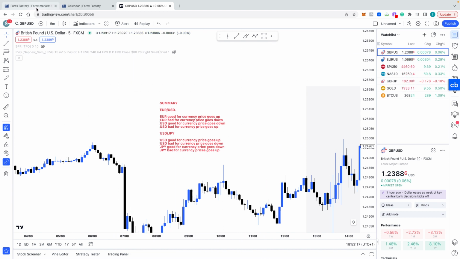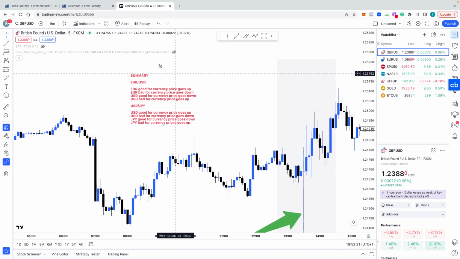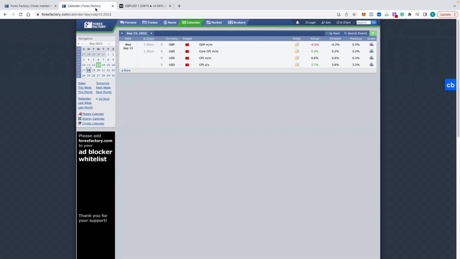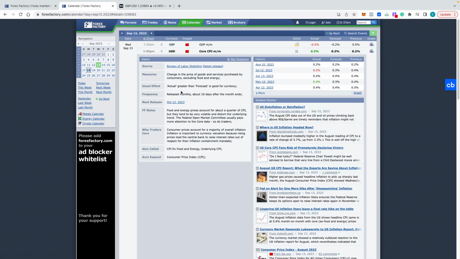Now, let me give you guys an example of a news event and its effect on price action. So if we go to September the 13th, 2023, which was just last week, last Wednesday, we saw that CPI was released for the USD and the news event was positive for the USD. So if we press on this over here, it says that actual greater than forecast is good. The news came out at 1:30 p.m.